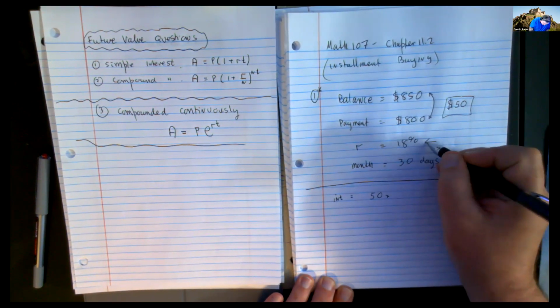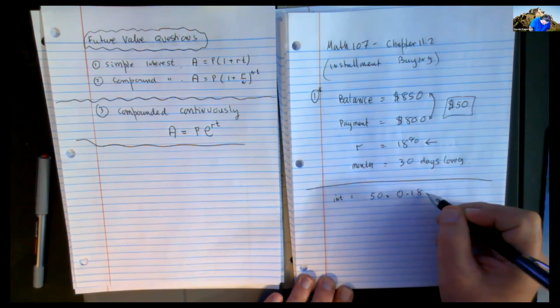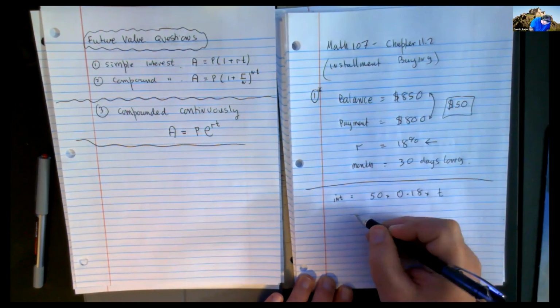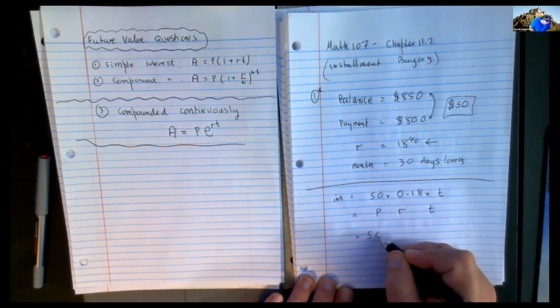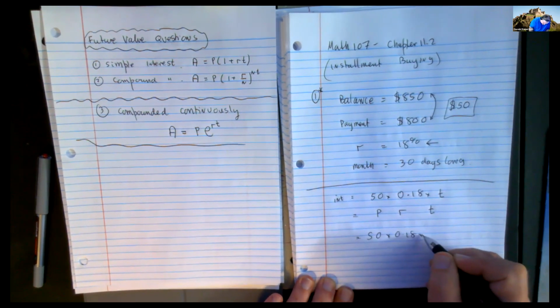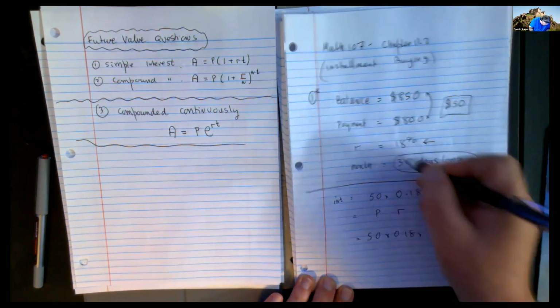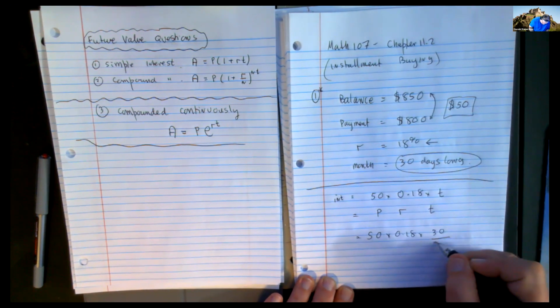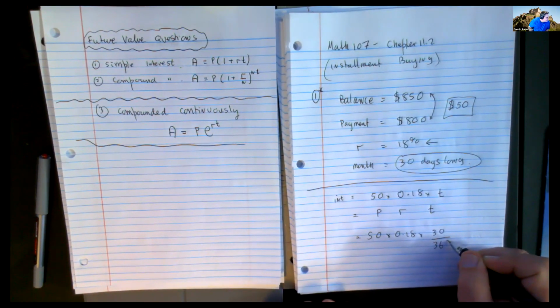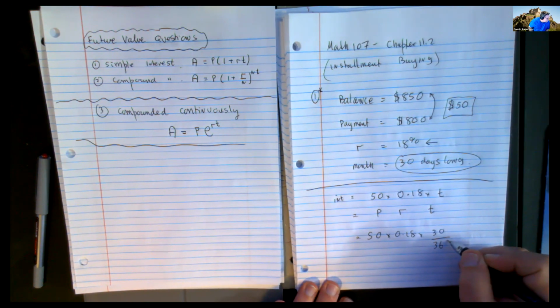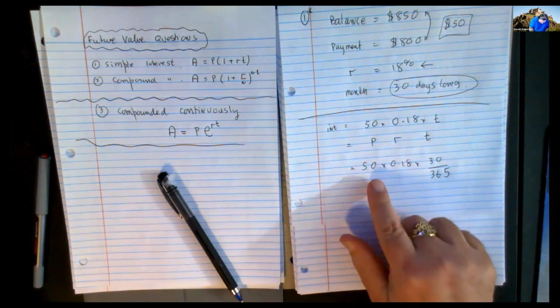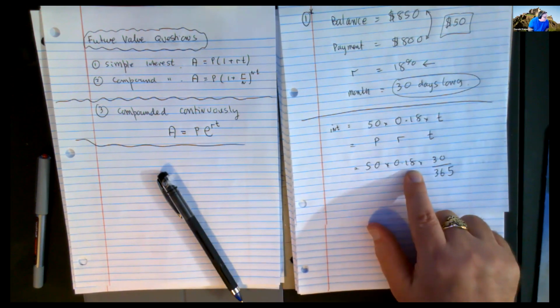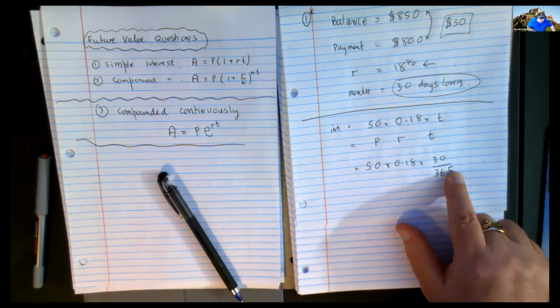Now, my interest rate is 18%, and then it's time. So it's basically PRT. $50, 18%. And the time is 30 out of 365. Oh God, do you think this is going to be a 365-day year or a 360-day year? Because they keep changing it on me. I think it's 365. I'm going to assume that it is. So $50, 18%, the fraction of the year, 30-day.